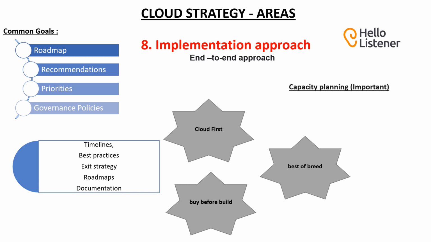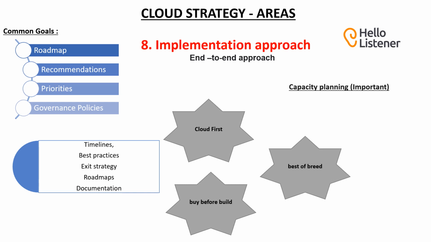The last thought: implementation approach. Have a viable implementation roadmap and recommendations, and prepare a framework to align to your business priorities which have been set at a strategy level. See whether your operations, project management and governance policies are in line and have their own place.